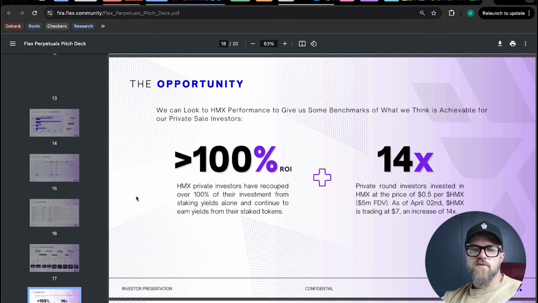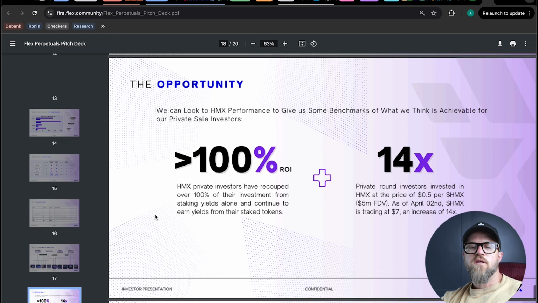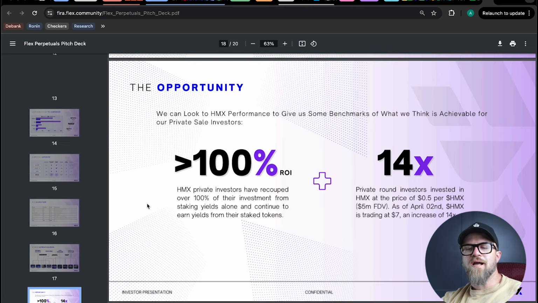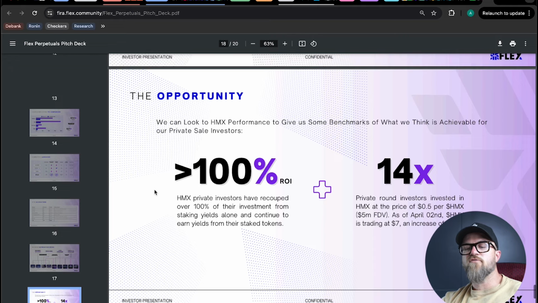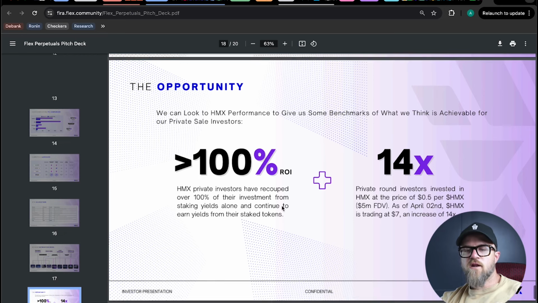So the opportunity, guys: 100% ROI. HMX private investors have recouped over 100% of their investment from staking yields alone and continue to earn yields from their staked tokens. That's, I believe, because the HMX token is still not completely vested. So if you're part of that vesting strategy, those initial seed investors, guys, they're not even fully vested, and they've already made 100% ROI on just the recouped staking yields, which is fantastic. And then on those tokens, the price dropped. The TGE price was 50 cents per HMX, and the current price says it's trading at $7 right now.